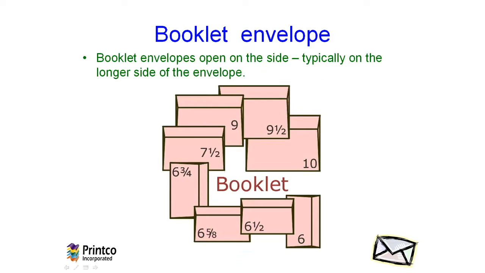Booklet envelopes open on the side, typically on the longer side of the envelope. These envelopes are traditionally produced from white wove and brown kraft paper. These envelopes can be supplied with a variety of window sizes. Note the standard sizes go from 6 to 10. Booklet envelopes are not used when inserting inserts by a machine.